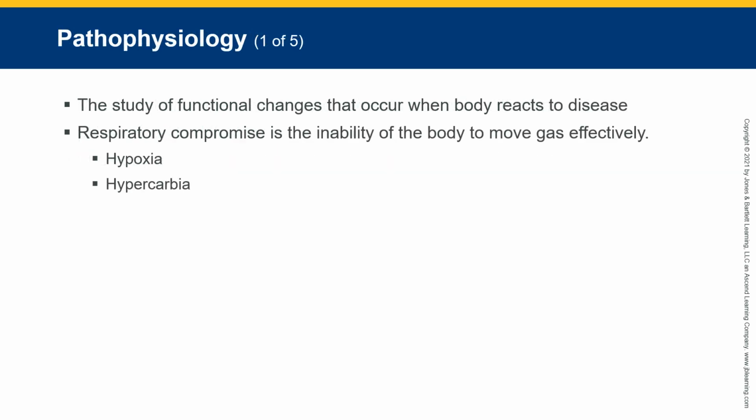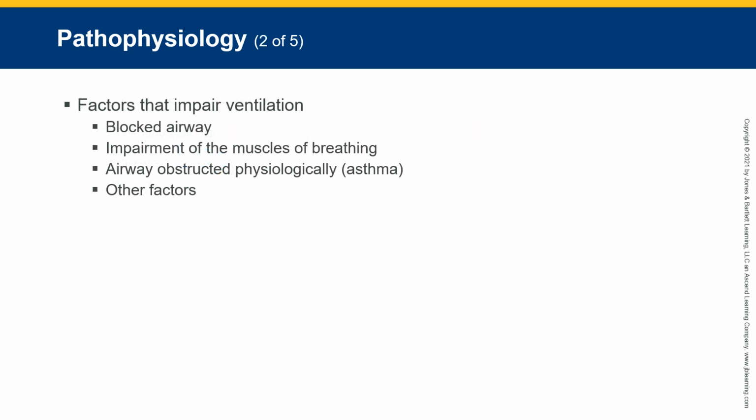Some pathophysiology here. This is the study of functional changes when we're reacting to disease. Respiratory compromise is the inability of the body to move gas effectively. You have hypoxia, which is low O2. And you have hypercarbia, which is high CO2. Both great examples of things that can happen for compromise there. Some things that impair ventilation and block some of these processes are blocked airways, muscles of breathing being impaired, and airway obstructed physiologically through asthma, emphysema, COPD, or other factors.